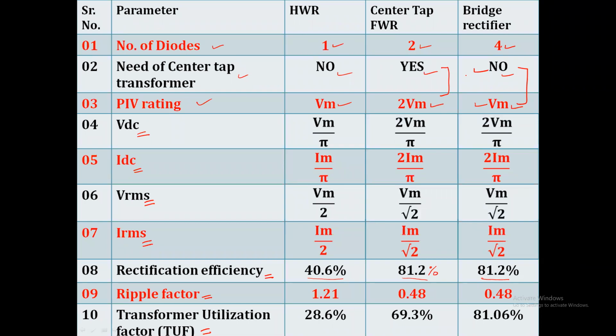And sometimes an MCQ may also be created like that: out of these 3 rectifier circuits, which one is most widely used? So you must know that the answer is the bridge rectifier circuit. Is this point clear? So all of you please take a screenshot of it and always keep this table in front of you so that you can easily solve MCQs based on it.